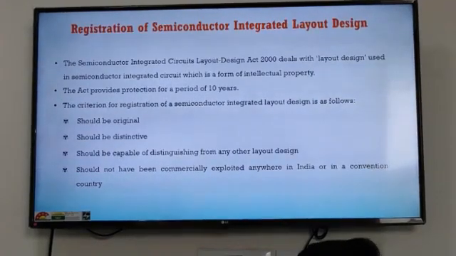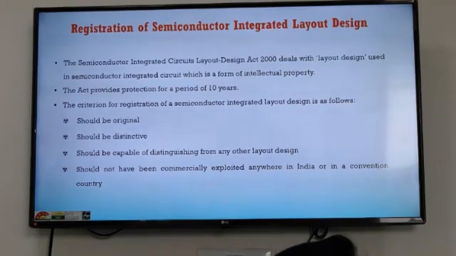But in order to get registration, that is essentially, again, similar to trademarks, similar to designs, in the sense that you would get a protection only for a period of 10 years, and after that it goes into the public domain. This too should be original. It has to be distinctive. It has to be different from any other layout design, and it should not have been commercially exploited anywhere in India or in any other country which follows the Semiconductor Convention.